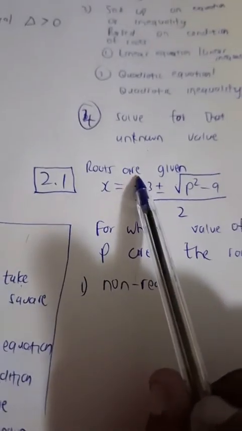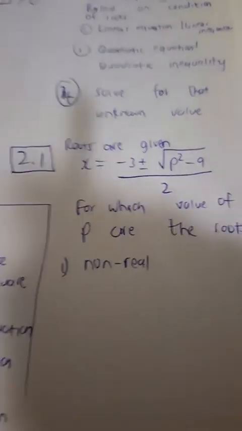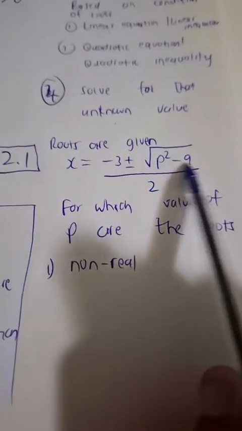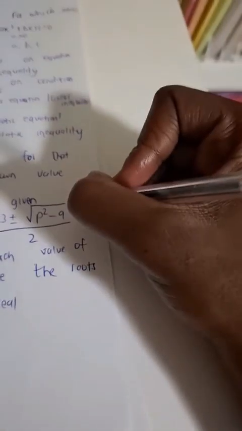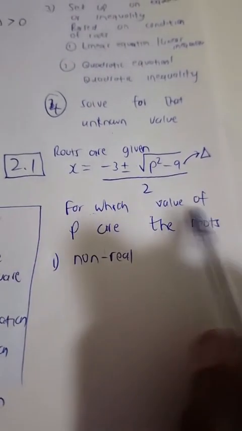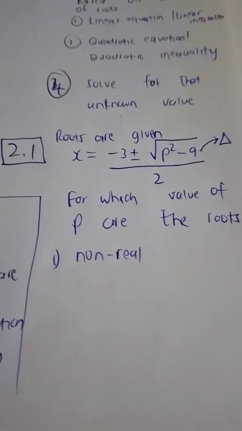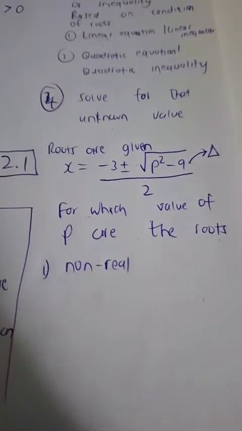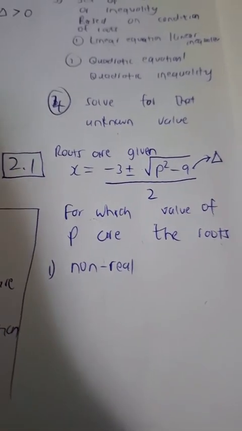So now, in this particular question, the roots are given, and as they are given, I am given the expression under the square root which represents the discriminant. So delta is actually this expression, which is why it says for which values of p are the roots non-real. Guys, if you have any questions, please do ask in the comment section. If there's something that's not clear for you, please let me know.